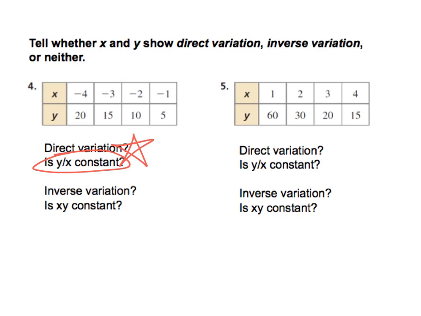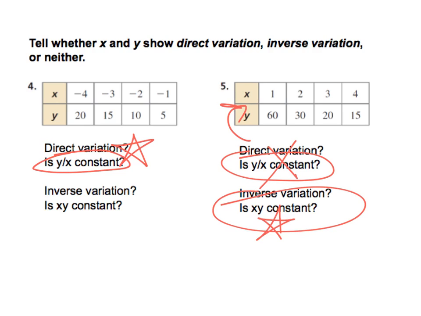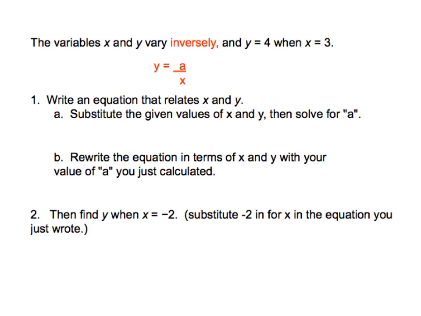On the last one, if we divide y divided by x in the table, 60 divided by 1 is 60. 30 divided by 2 is 15, which means it's not direct because you don't get a constant every time. Inverse, if we multiply x times y, 60 times 1 is 60, 30 times 2 is 60, 20 times 3 is 60, and 15 times 4 is 60. So this one is in fact inverse variation.